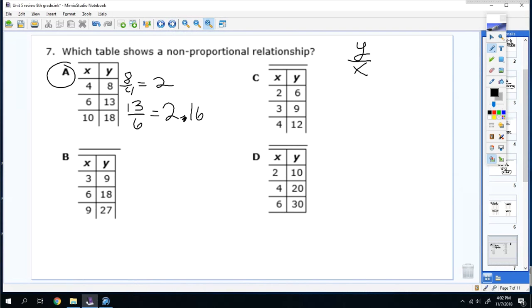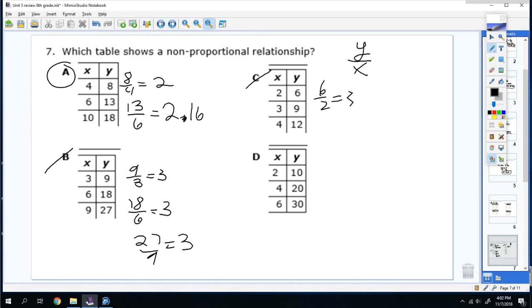But let me check the other ones just to make sure I didn't make a mistake. So this one would be 9 over 3, which is 3. 18 over 6, which is 3. 27 over 9, which is 3. C would be 6 over 2, which is 3. 9 over 3 is 3. 12 over 4 is 3. Apparently, I'm on a binge for 3s.